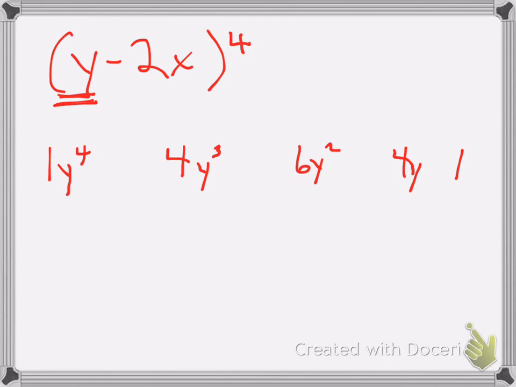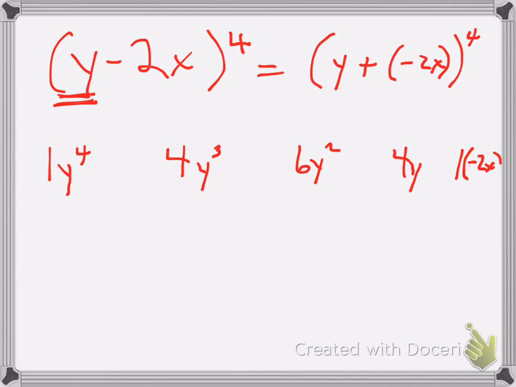Now my second term here is what? This is where you have to be careful. It's negative 2x. Because binomial expansion only works if there's a plus in the mix, right? So this is the same thing as y plus negative 2x to the fourth. Okay, so I'm going to start here with negative 2x to what power? To the fourth, right? And I'm going to walk it down.